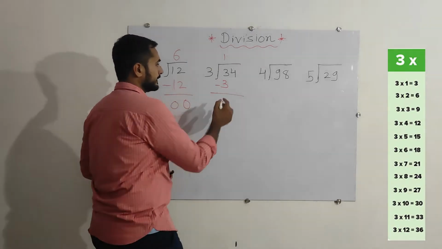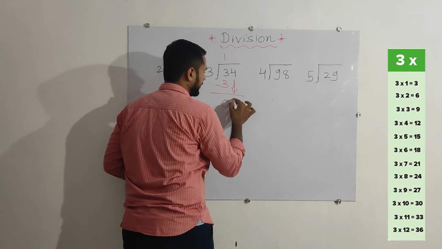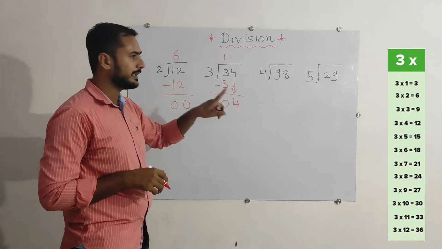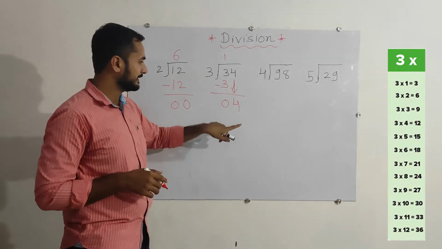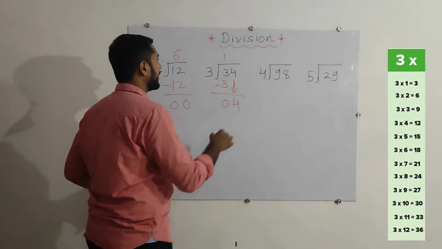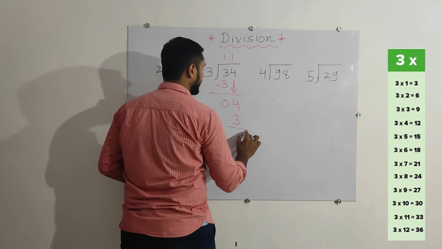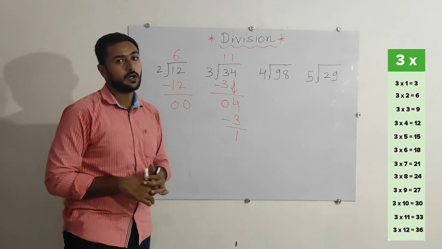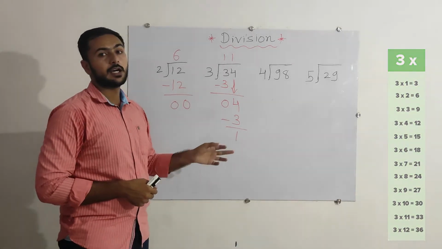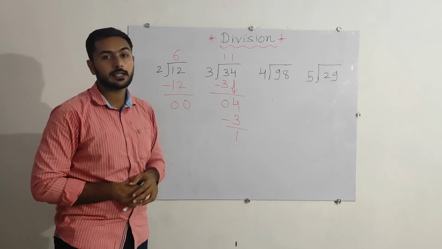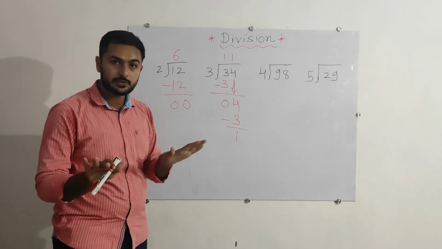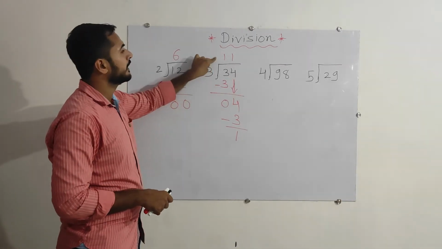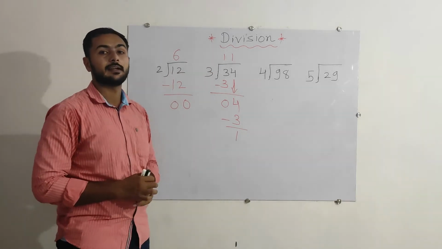Now the second number. We will bring it down here after the first number. So here again, 3 ones are 3, 3 twos are 6. But 6 is bigger than 4. It means we will use 3 ones are 3. Again do the subtraction. 4 minus 3 is 1. Now say, is 1 bigger or smaller than 3? Yes, it is smaller than 3. It means our calculation is over. Now here 3 is the divisor, 34 is the dividend, 11 is the quotient, and 1 is the remainder.